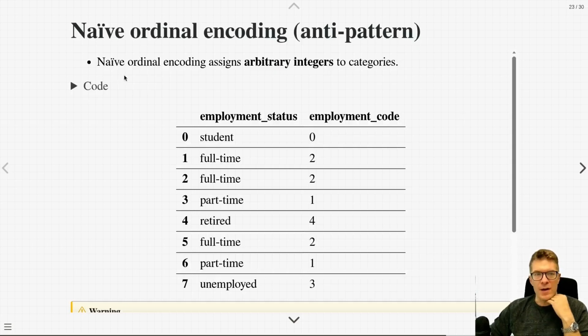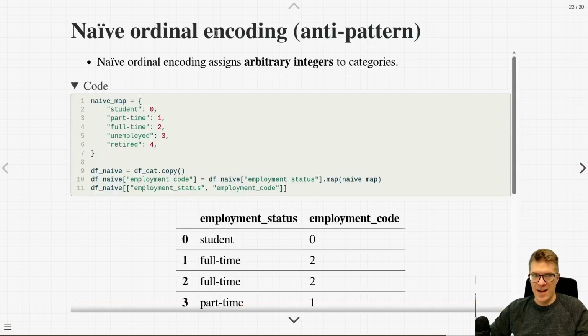So a naive ordinal encoding, like replacing these labels with just numbers like we talked about initially, is naive. And this is an anti-pattern. There should be an X over here also. This is a bad thing to do. So I'm just going to say, well, student should be labeled 0, part-time is 1, full-time is 2, and so on. Okay? And then we're going to take a copy of our categorical data.